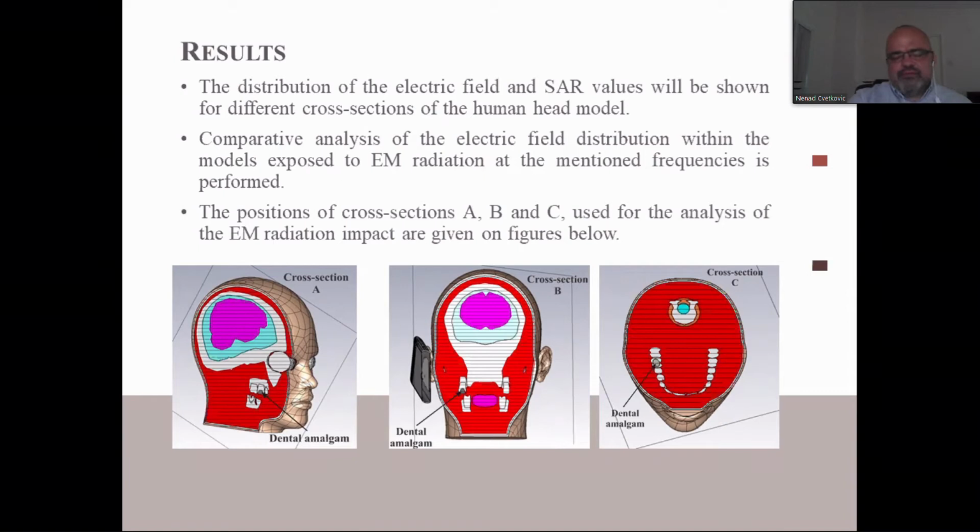Results are obtained for a situation where the amalgam is present and when it is not present, and also for two different frequencies. That means we have three cross sections, two frequencies, and a situation where there is amalgam and where there is no amalgam.